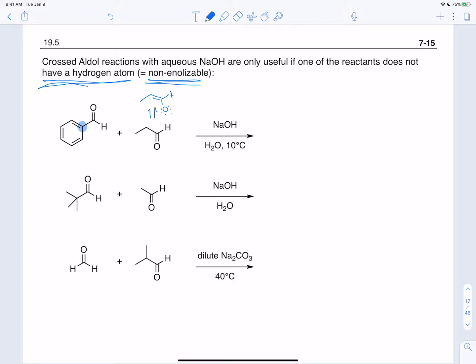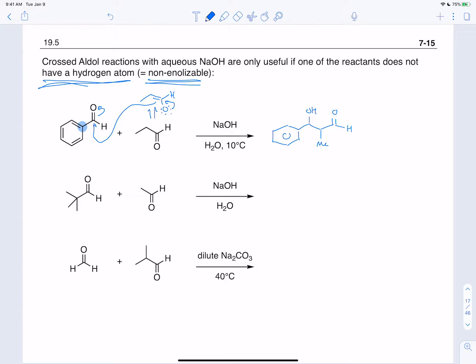Sometimes the reactive aldehyde component could be added slowly to an excess of the non-enolizable component to get better selectivity. And this will give us the expected aldol addition products in a similar fashion as before. So after we have proton transfers, we'd end up with a product like this.